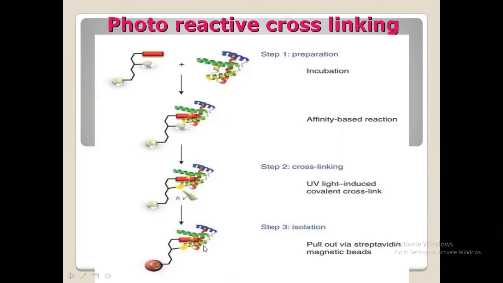So step 3, isolate this complex and remove it, and you analyze it using MS. Pull it out via streptavidin magnetic beads and analyze it using MS, that is mass spectrometry, or Western blot, or any other method, and you can identify the protein complexes.